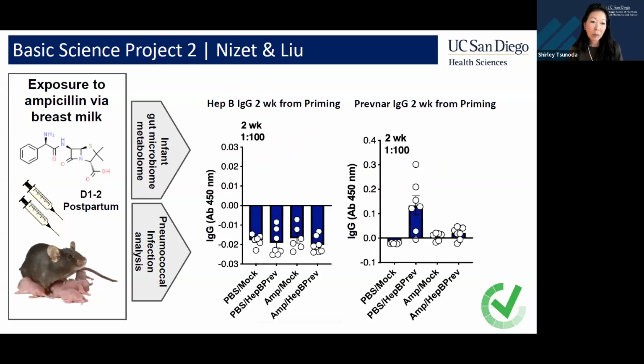And so this is just preliminary data where they've shown giving either a hepatitis B vaccine or a Prevnar vaccine after the baby is exposed to ampicillin via breast milk, and does this impact the response to the vaccine? And what they did show was that with the Prevnar vaccine in particular, ampicillin knocked out that IgG response. Next slide.